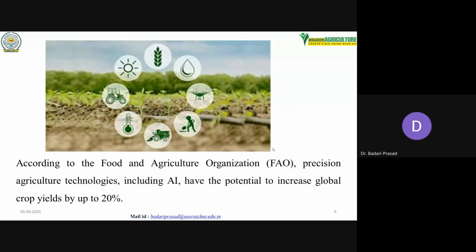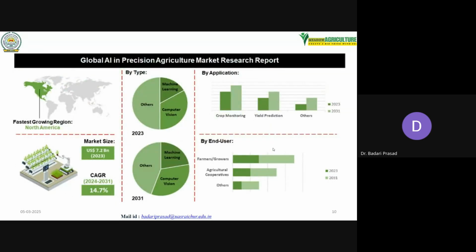So according to the Food and Agriculture Organization, precision agriculture technologies, including artificial intelligence, have the potential to increase global crop yields by 20%. So if not 20%, even if it is just 5 or 10%, then also we will be very happy. Any marginal increase over earlier production is beneficial in our field. So we have so many prediction models, how much we can reach and what things we have reached or achieved till date.